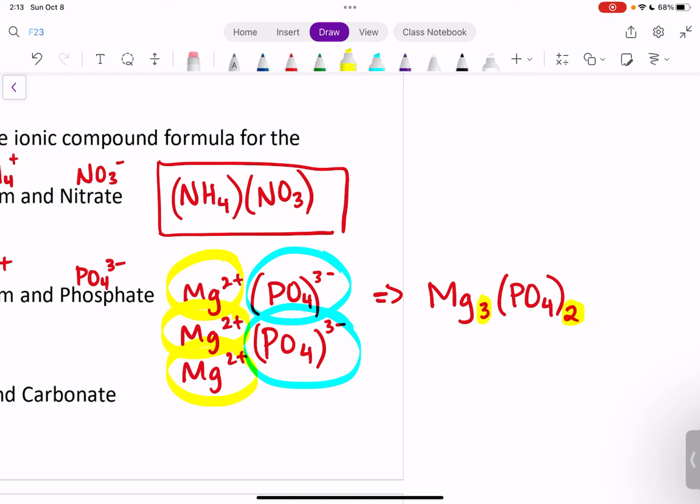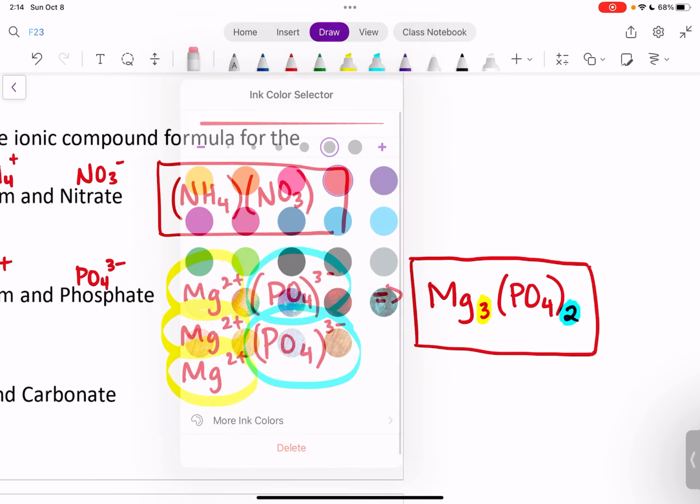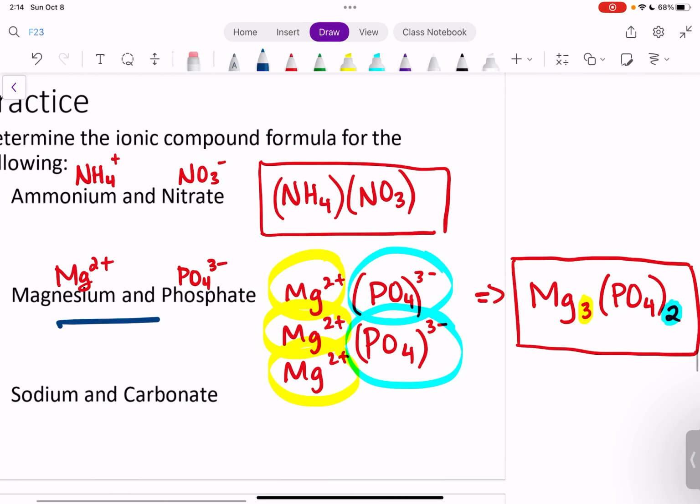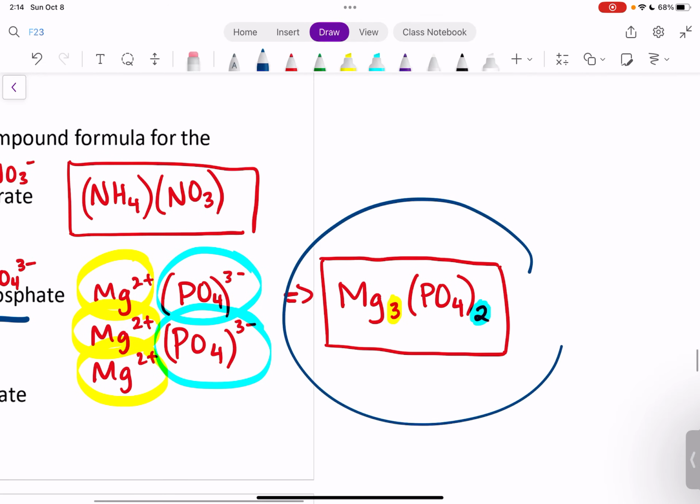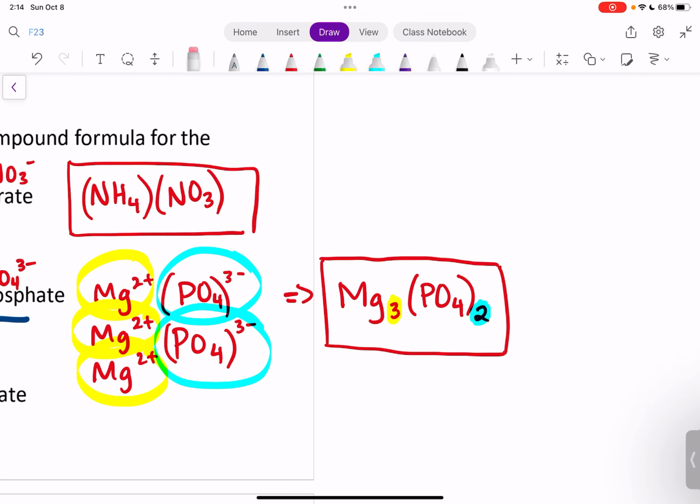Why am I not putting the charge? Well, now this is a neutral compound, right? That was kind of the point of them bonding together. They want to be neutral, they want to have no charge. But we do need to indicate how many of each ion it takes to make that neutral compound. In this case, the only way to get a neutral compound out of both of these bonding together is to have them in this ratio, where we have 3 magnesiums to every 2 phosphates.